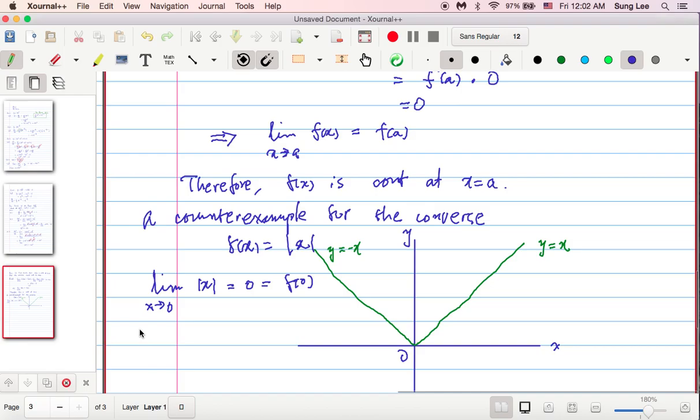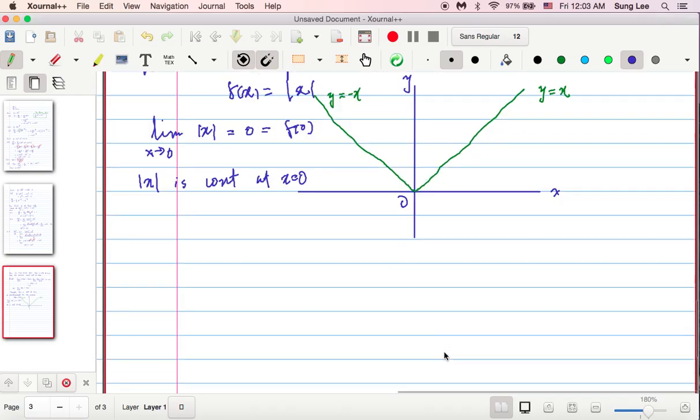But actually, the absolute value of x is continuous everywhere. This is continuous at x equals 0, but it is not differentiable at x equals 0. How do we know? Well, look at the picture. From the picture, you can easily see. From the right side, right? The graph is y equals x. So the slope of the tangent line.